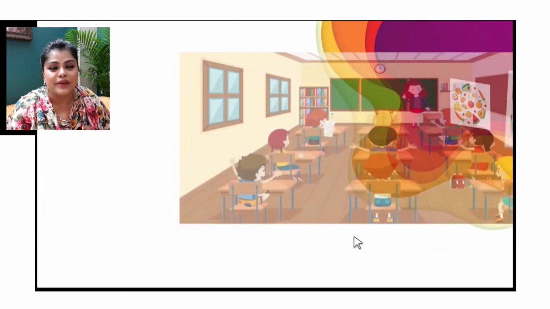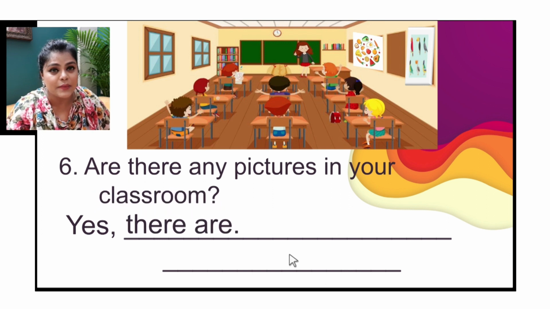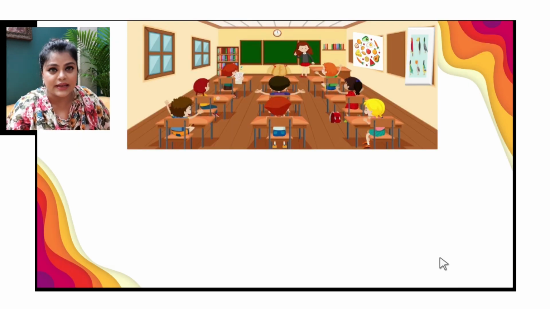Next question. Are there any pictures in your classroom? See the classroom here carefully. Can you see any pictures here? Yes, there are. Very good. Next sentence: there are some pictures. Very good. Let's see the next question here.